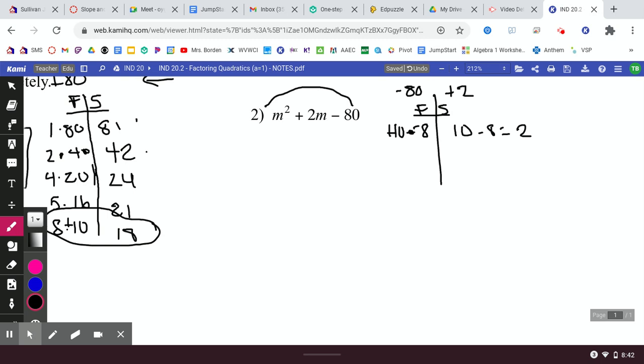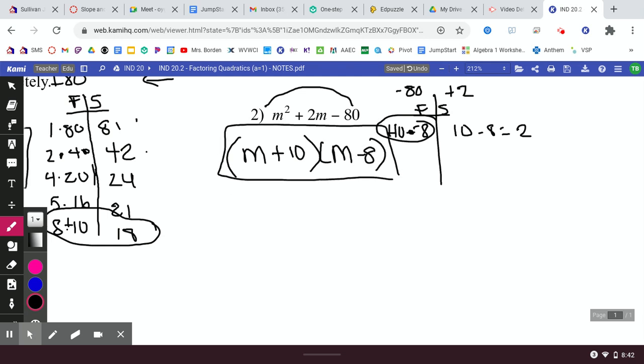All right, so the winning factors jumped right out. There they are, positive 10 and negative 8. You go to your answer, which is bracket. What's my variable here? It's an M, right? A single M plus 10, a single M minus 8, and that's your answer.